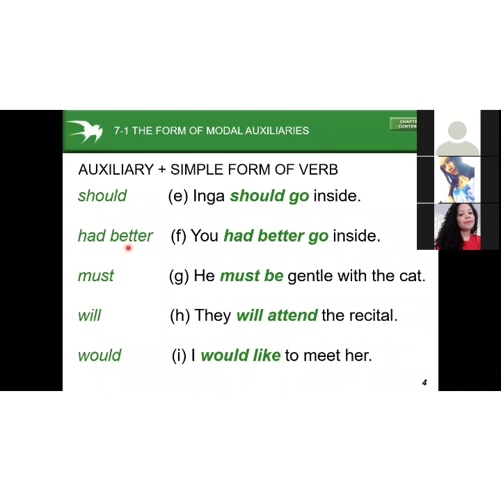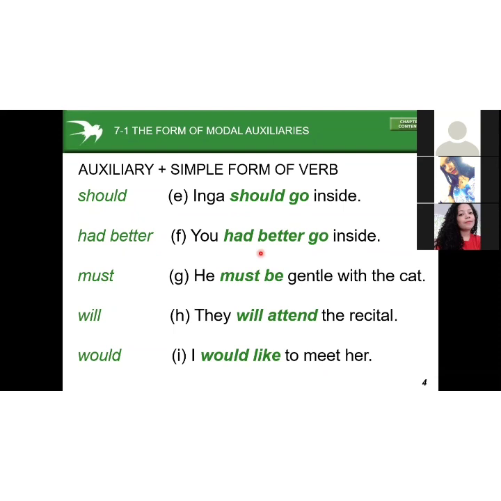Because if you don't take the recommendation, normally there is going to be a bad result, because we use this more to talk about warnings, right? And I will explain to you later on. So this is had better. That's what it means, right? Es mejor que, in this case, you had better go inside. Es mejor que entres.